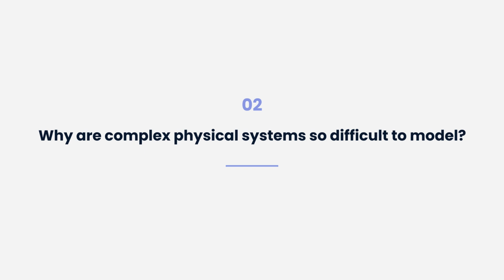Last time, we saw that every digital twin depends on a trustworthy model. Let's move one level deeper. Why are complex physical systems difficult to model? They involve many interacting processes. They evolve over time. They operate across multiple scales.